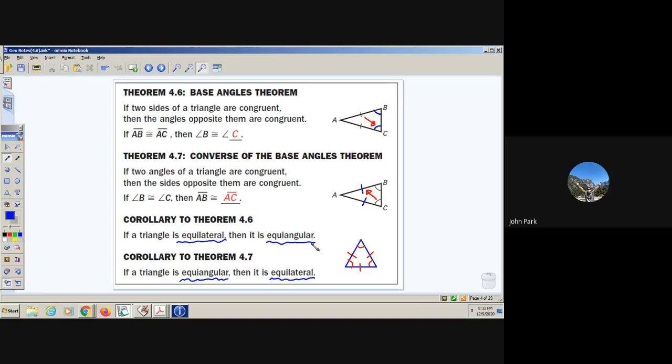Same thing the other way around, right? If you start with three angles being congruent, that's equiangular. So if you start with three angles congruent, that automatically also means that the three sides are going to be congruent. It seems kind of obvious, but that's why it's a corollary. It follows these couple of theorems in an obvious way. These two theorems deal with two sides of isosceles triangles. This deals with three sides and three angles for an equilateral, equiangular triangle. So that seems kind of obvious.